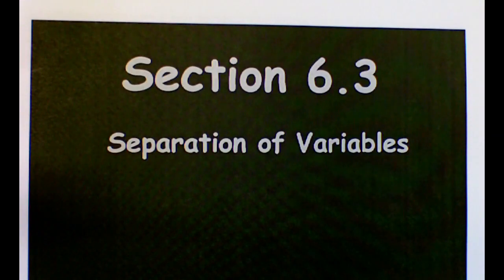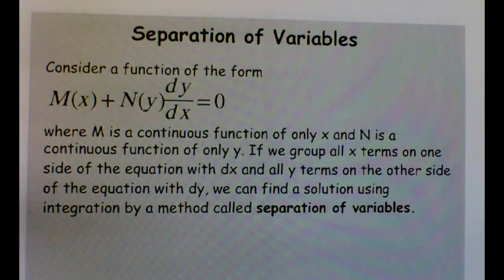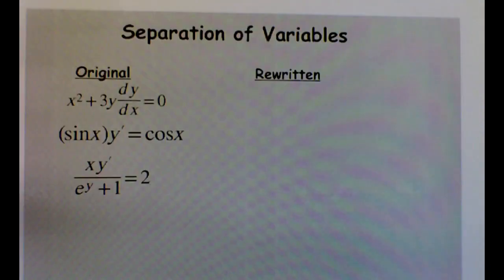All right, this is section 6.3, separation of variables. So separation of variables: if we have a function in the form M(x) + N(y) dy/dx = 0, where M is a continuous function of x and N is a continuous function of y, and we group all the x terms on one side with the dx and all the y terms on the other side with dy, we can find a solution using integration by a method called separation of variables. So let's look at that.